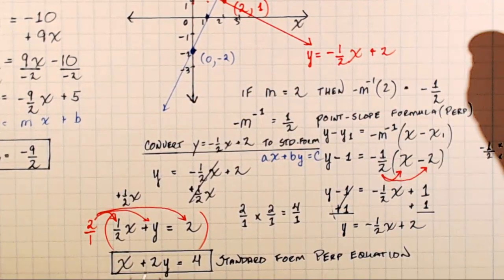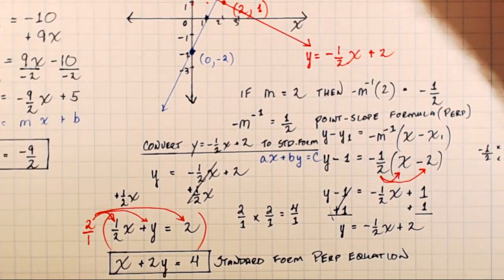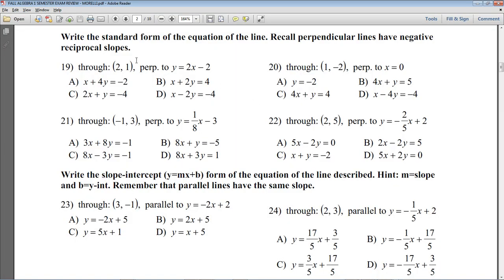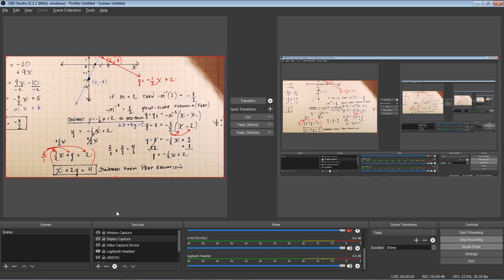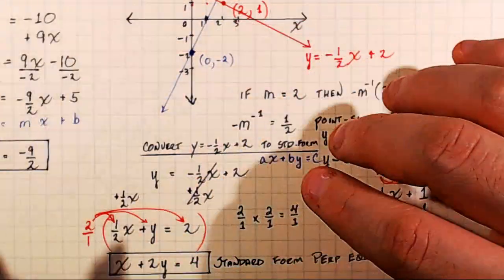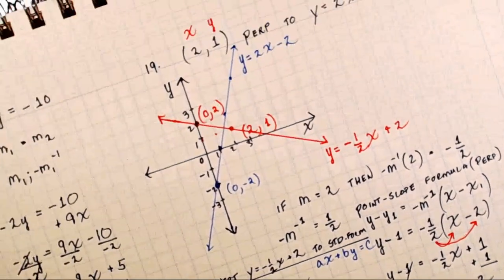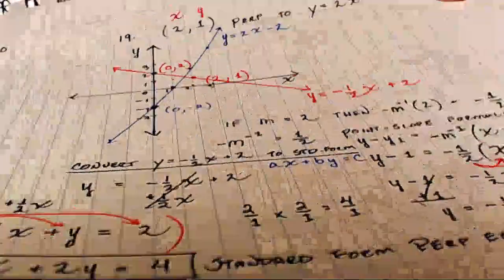So let's go see if we have an answer choice that says x plus 2y equals 4. X plus 2y equals 4. Look at that. B. So number 19 is B. X plus 2y equals 4. All right. That was fun. So now we'll get another page going here.